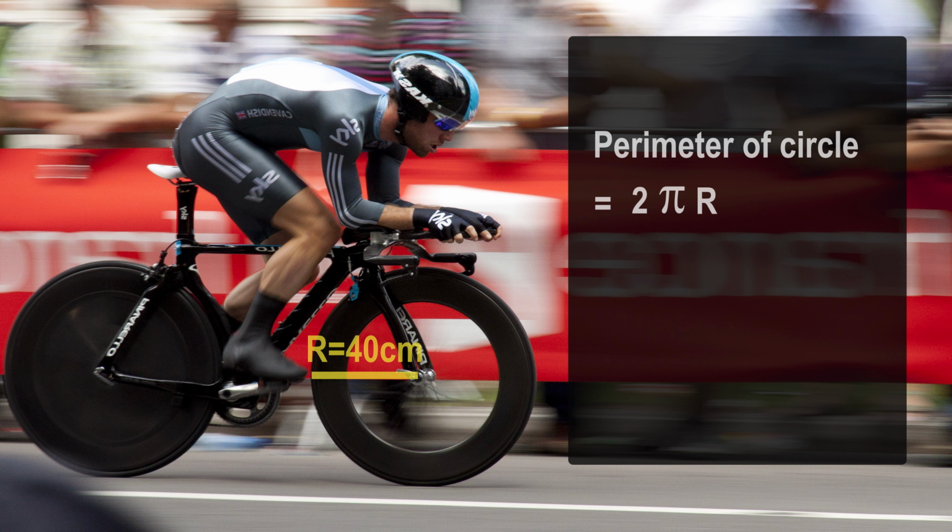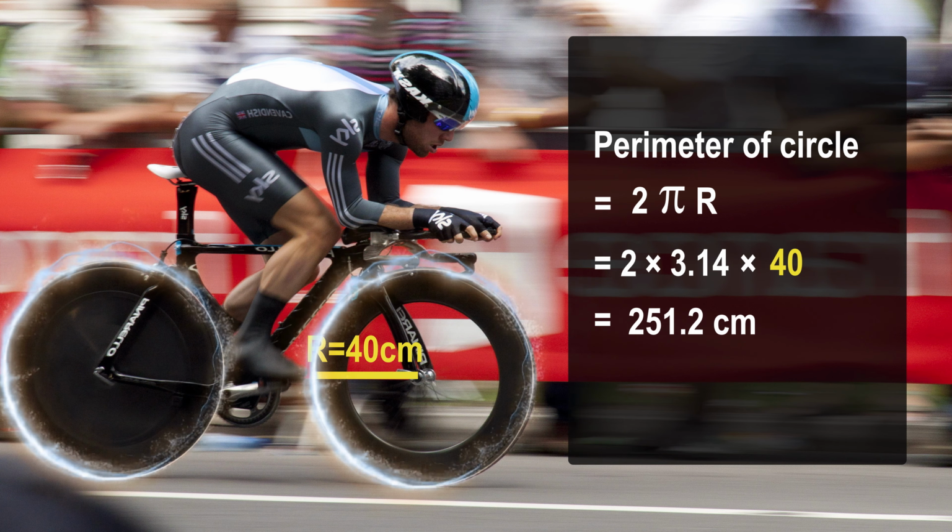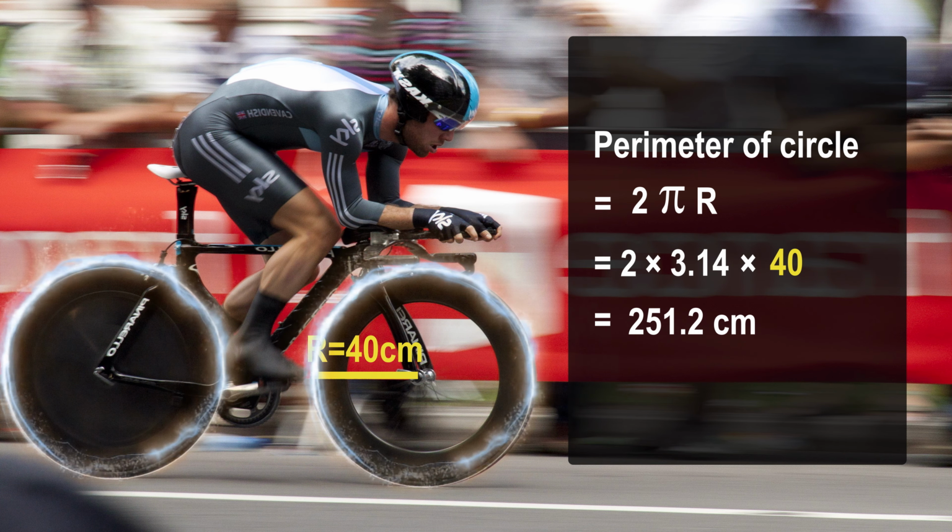Now let's work out the same perimeter using the radius rule. The perimeter of a circle equals 2 multiplied by pi multiplied by the radius, or 2 pi r. That's 2 multiplied by 3.14 multiplied by 40. Again, the perimeter around the bicycle wheel is the same 251.2 centimetres.